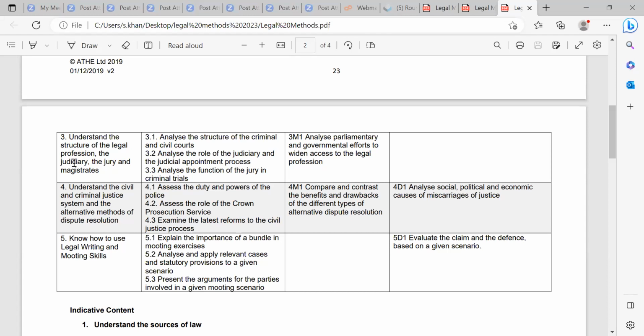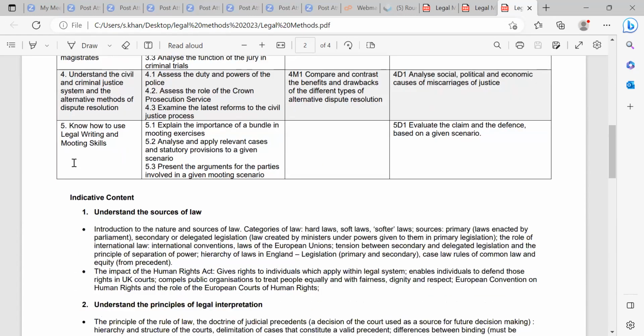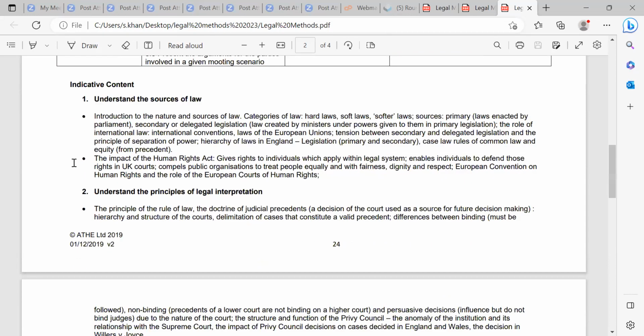And then learning outcome 5, know how to use legal writing and mooting skills. 5.1, explain the importance of the bundle in mooting exercises. Then analyze and apply the relevant cases and statutory provisions to a given scenario, and present the arguments for the parties involved in a given moot. And 5D1, evaluate the claim and the defence based on the given area. Now it's up to you what you do, and how you do it.